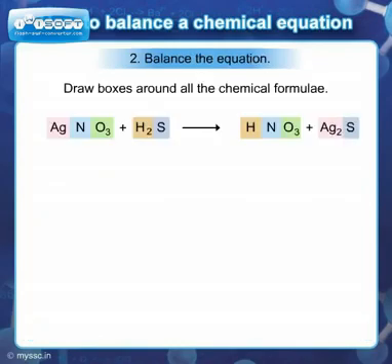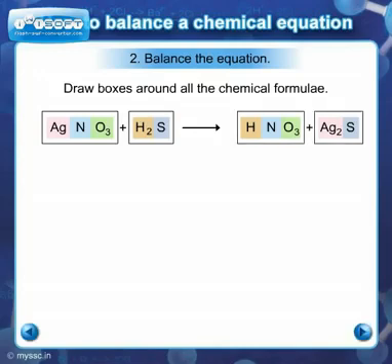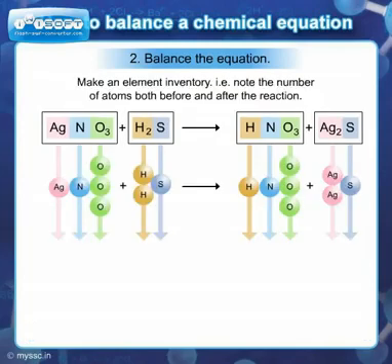Step 2. Balance the equation. Draw boxes around all the chemical formulae. You are drawing boxes so that you will be sure not to mess around with the formulae to balance the equation. Make an element inventory. That is, note the number of atoms both before and after the reaction.